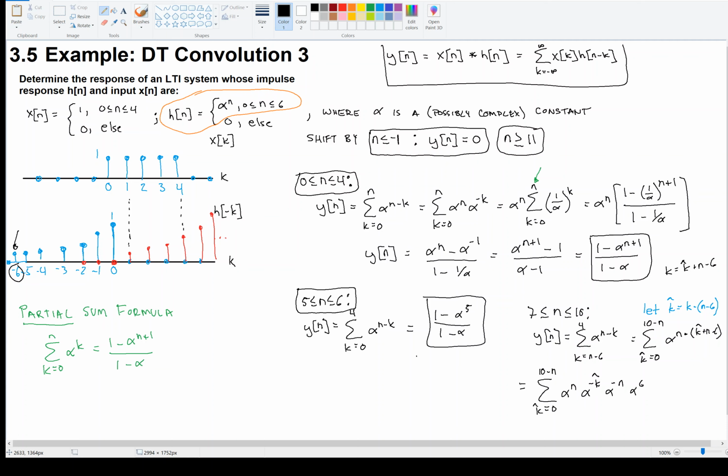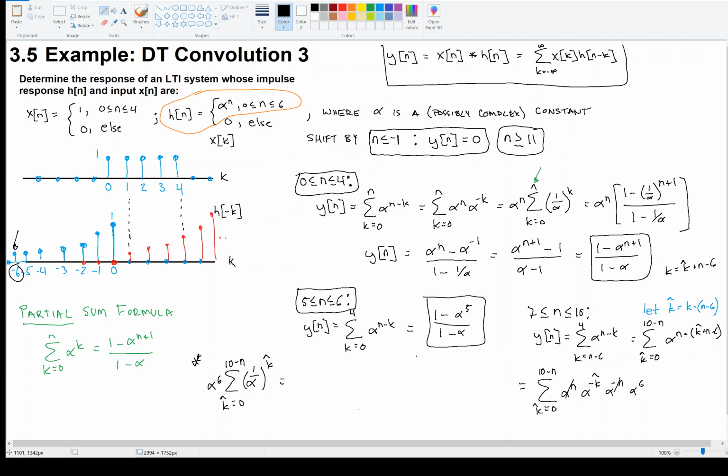Okay, I'm running out of space. I'm going to come over here by the asterisk. Alpha to the n and alpha to the minus n, when you multiply them, they cancel. Same base, add the exponents. Alpha to the 6 is a constant. It can come out. So I've got alpha to the 6 times the sum over k hat from 0 to 10 minus n, and then I'm going to change this to 1 over alpha, right? I can do that, to the k hat.